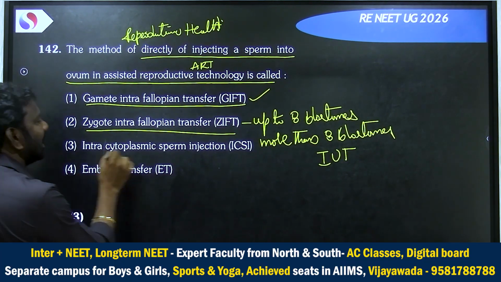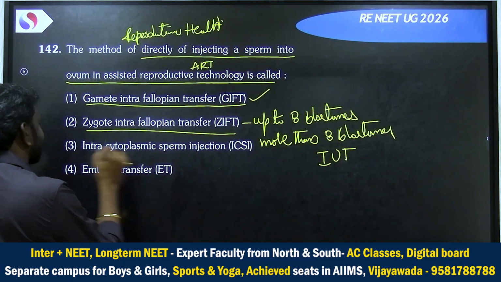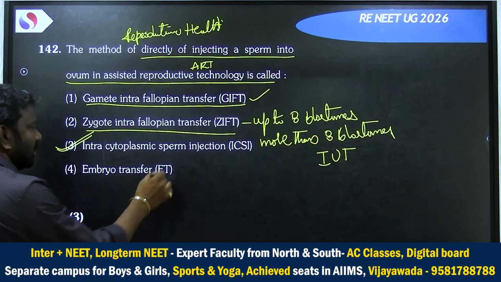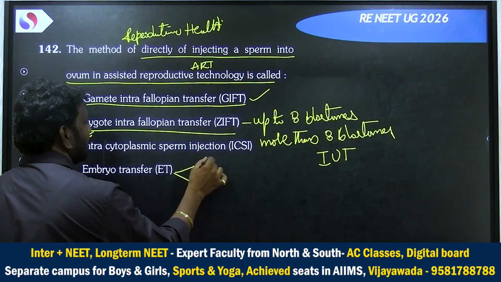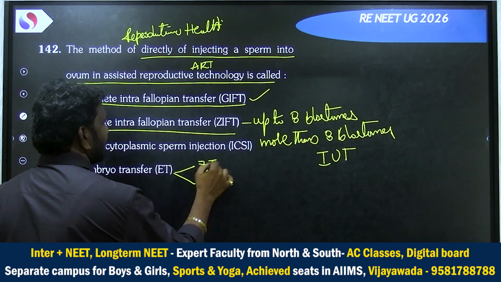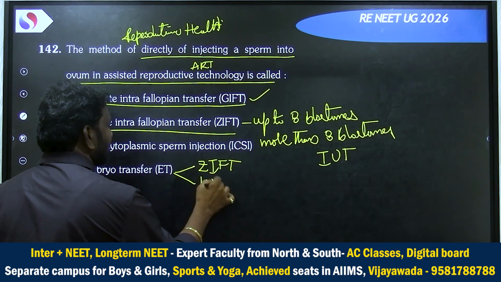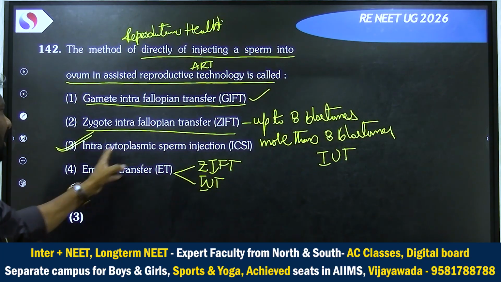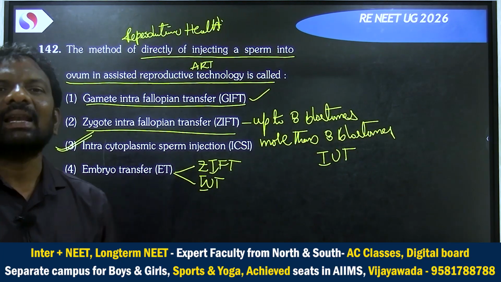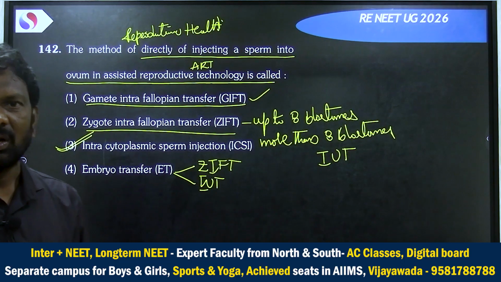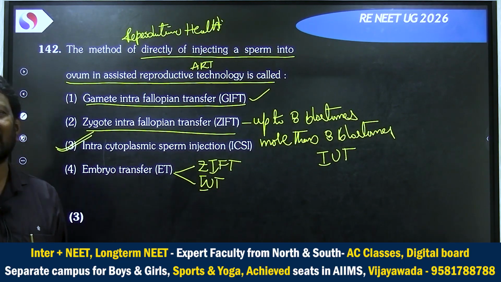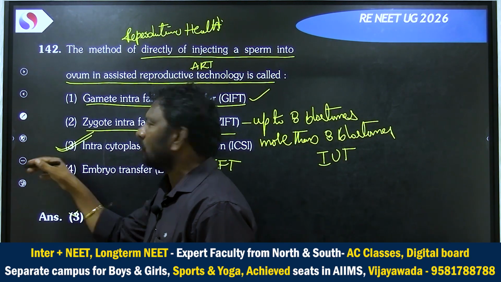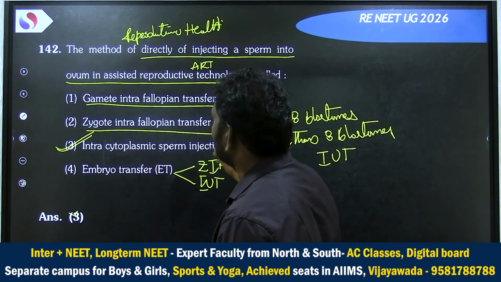The third option is intracytoplasmic sperm injection. So the third option is the right option. Embryo transfer is of two types: one is ZIFT, the second is IUT. These two we have already discussed. The right answer to the question is intracytoplasmic sperm injection, done in a laboratory, which means outside the human body, where sperm is directly injected into the ovum. The right answer is intracytoplasmic sperm injection.